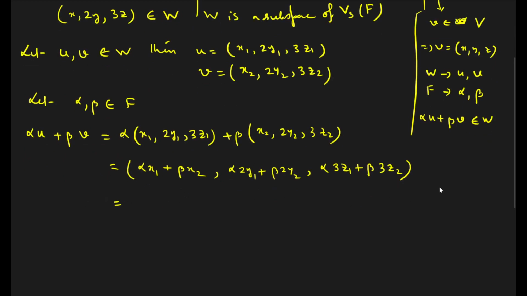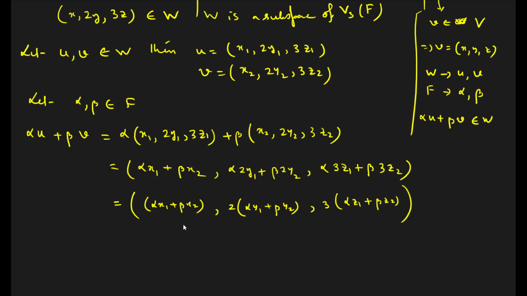Now this element must come in W, otherwise you cannot say that it is a subspace. So when will it come in W? Its form must be x, then 2 into y and 3 into z. Right now it is not of that particular form, but you can make it. The first element is alpha x1 plus beta x2. From the second element we can take 2 common, so it is alpha y1 plus beta y2, and then taking 3 common, alpha z1 plus beta z2. Now suppose this is x, then this is 2 into x, and this is what?